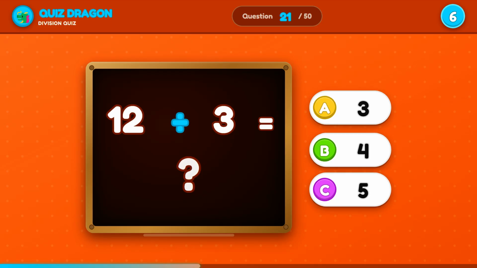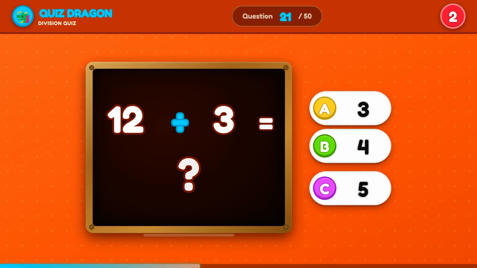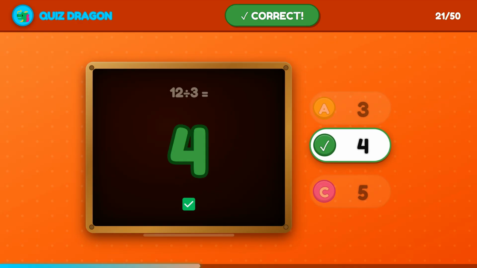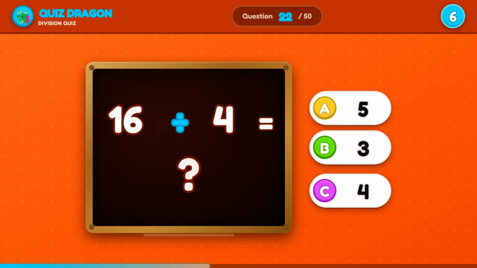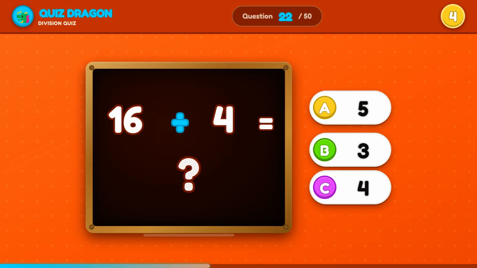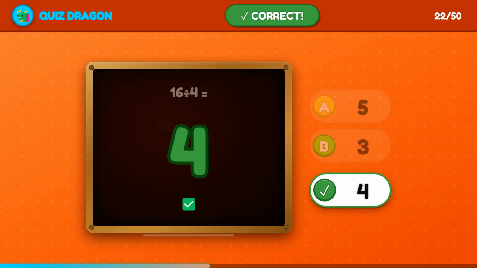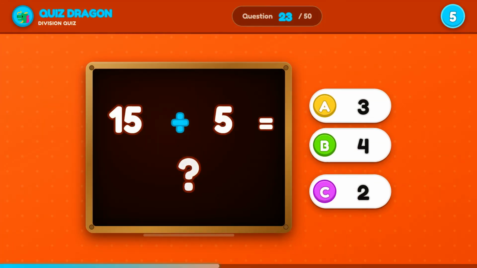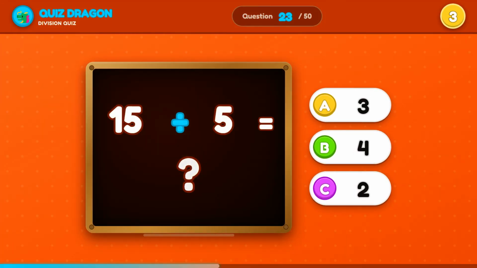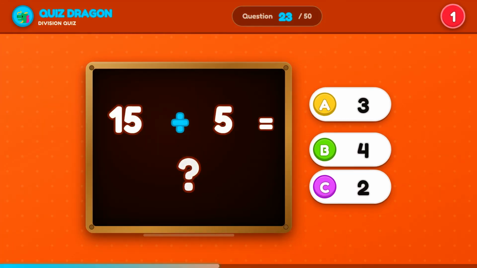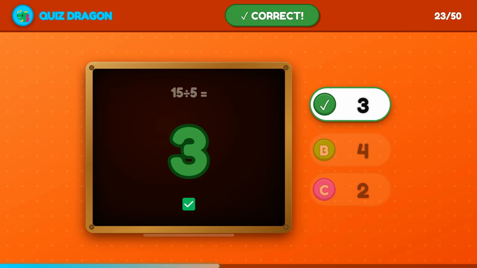Halfway there. Question 21. What is 12 divided by 3? The correct answer is B, 4. Question 22. What is 16 divided by 4? The correct answer is C, 4. Question 23. What is 15 divided by 5? The correct answer is A, 3.